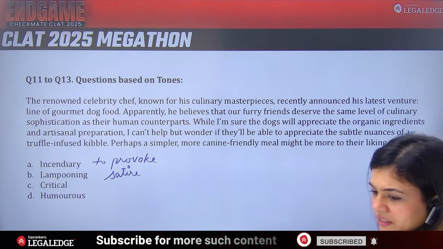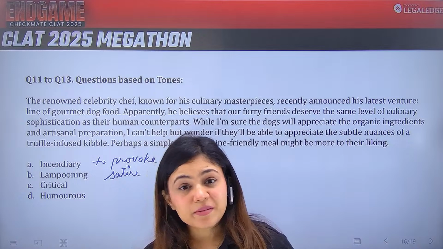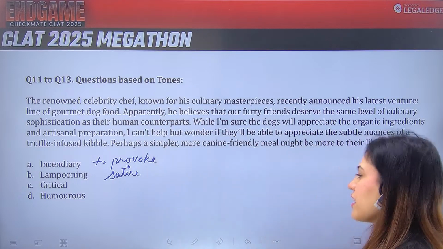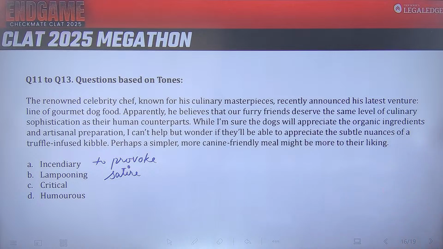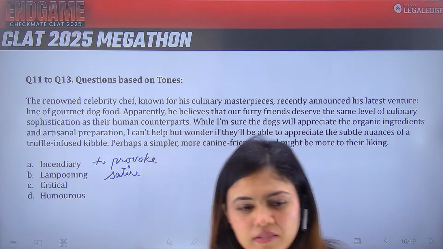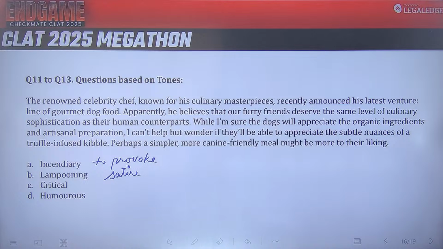And yeah, sarcasm is actually a part of satire. So the people who are thinking that the answer is humorous, क्या यहाँ पे बहुत हंसी आ रही थी after reading this? Was he trying to crack jokes at the expense of the celebrity chef?